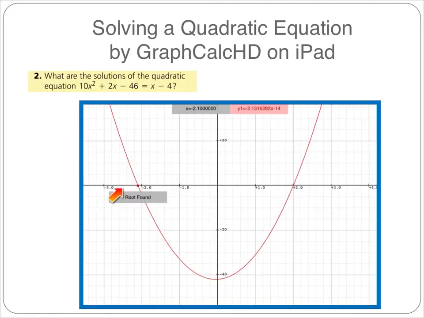But when you try to find the left root, it doesn't find it perfectly because this is not a whole number, so the computer has a hard time finding the root, but this is close enough. It's to the negative 14th power, so this is the 0. It is around negative 2.1.